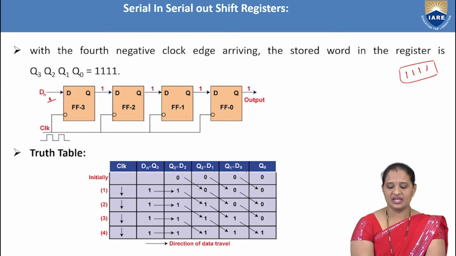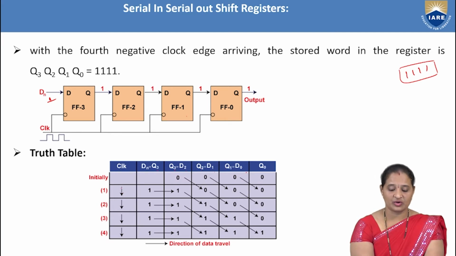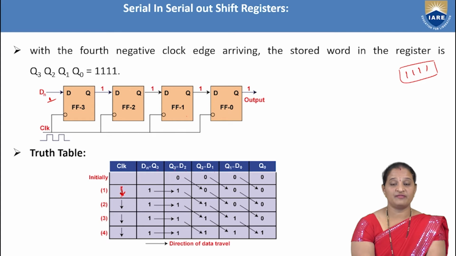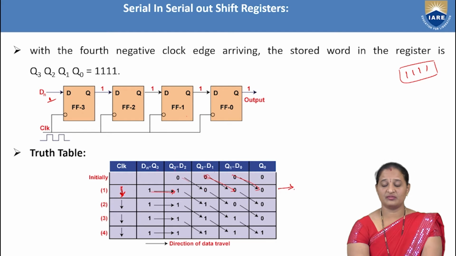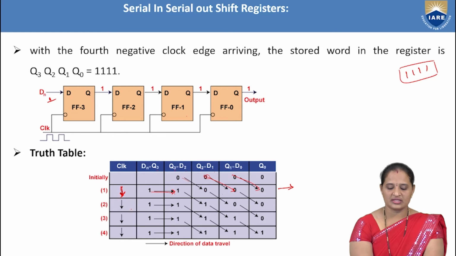Initially the register is cleared, so that means we made all the contents of the flip-flops 0. During the first clock pulse, as I told you, all the flip-flops are negative edge triggered, so we are considering the falling edge. During this, 1 is pushed in. Whatever data we have in the 0 is pushed to the next, and again we have 0 pushed here, and that is pushed here. So what is the word stored in the register during the first clock pulse? That is 100.